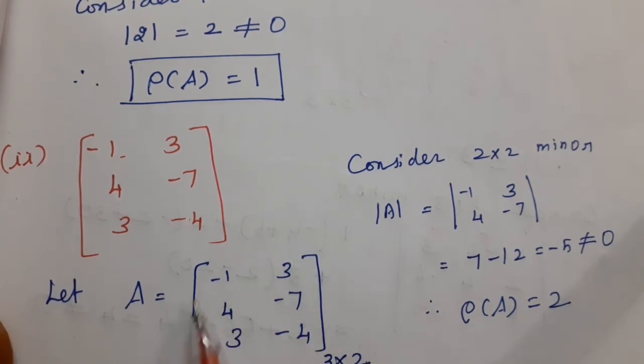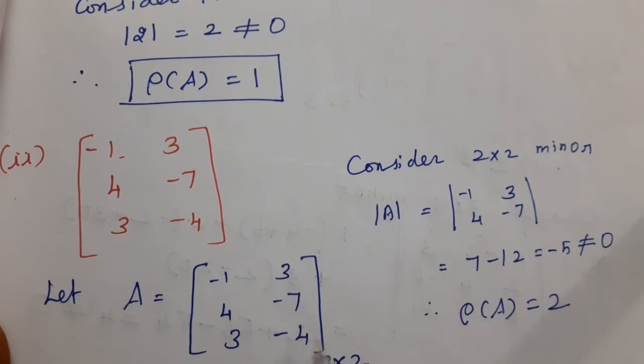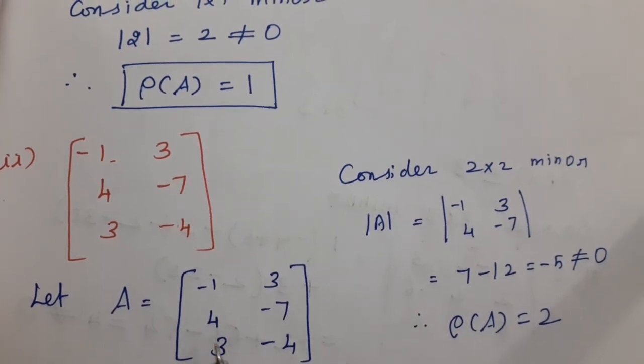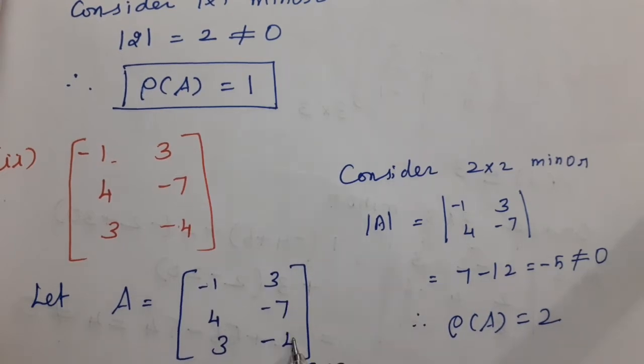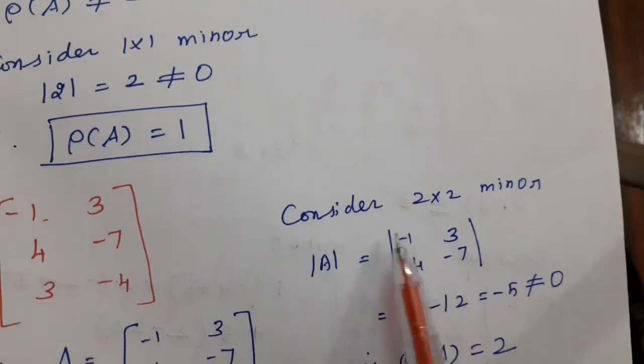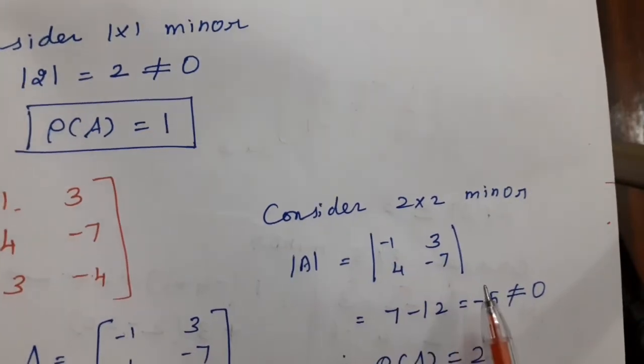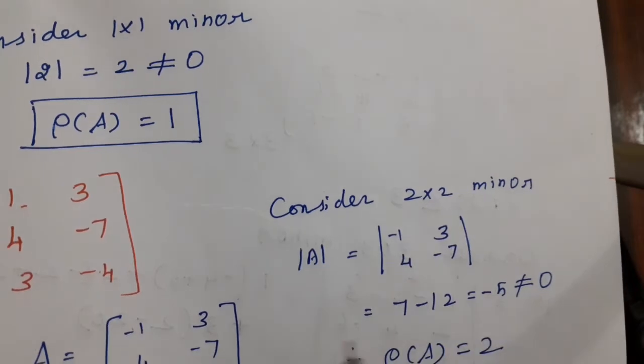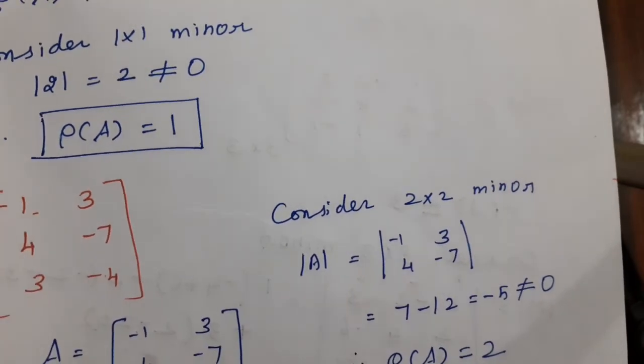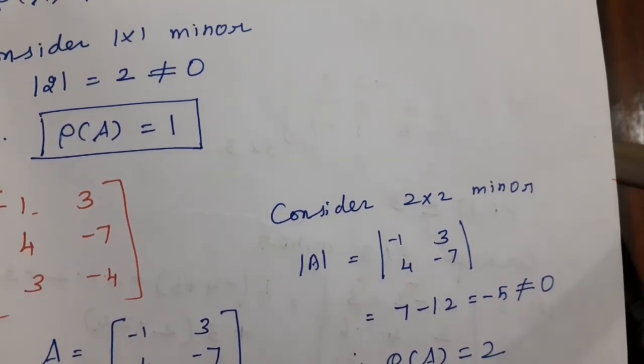So you take any one of the 2 by 2 minors. Among the 3 by 2 matrix, you take any one of the 2 by 2 minors, either 1 minus 1 3 4 minus 1, or 4 minus 1 3 minus 4, or minus 1 3 3 minus 4. If I consider the 2 by 2 minor and find the determinant value, it is not equal to 0. Suppose the determinant value comes 0, then the rank comes to the 1 by 1 minor.